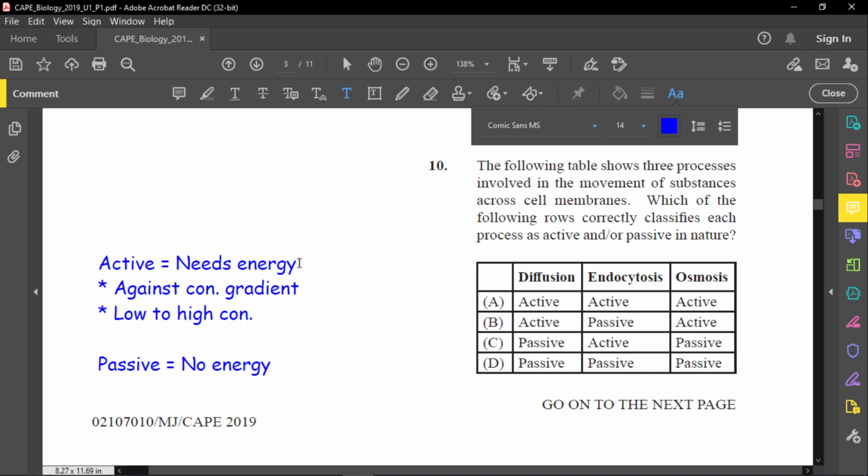For you to enter that room, you have to force yourself in. So the same thing with active transport, moving from low to high, you have to force those molecules against a gradient, and therefore it requires some energy. But talk about passive now, the opposite is true. So you go along a concentration gradient and also move from high to low concentration.